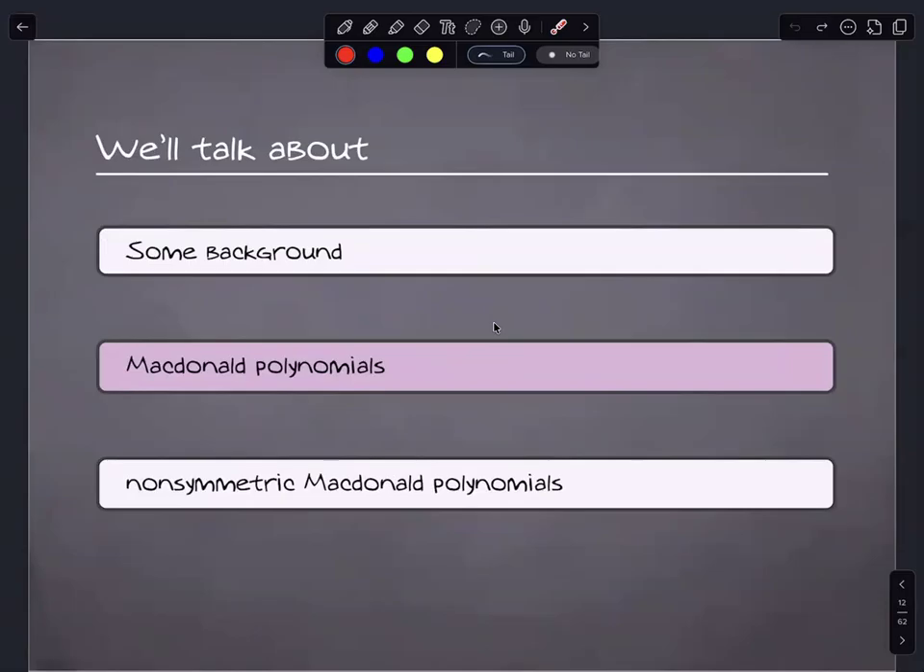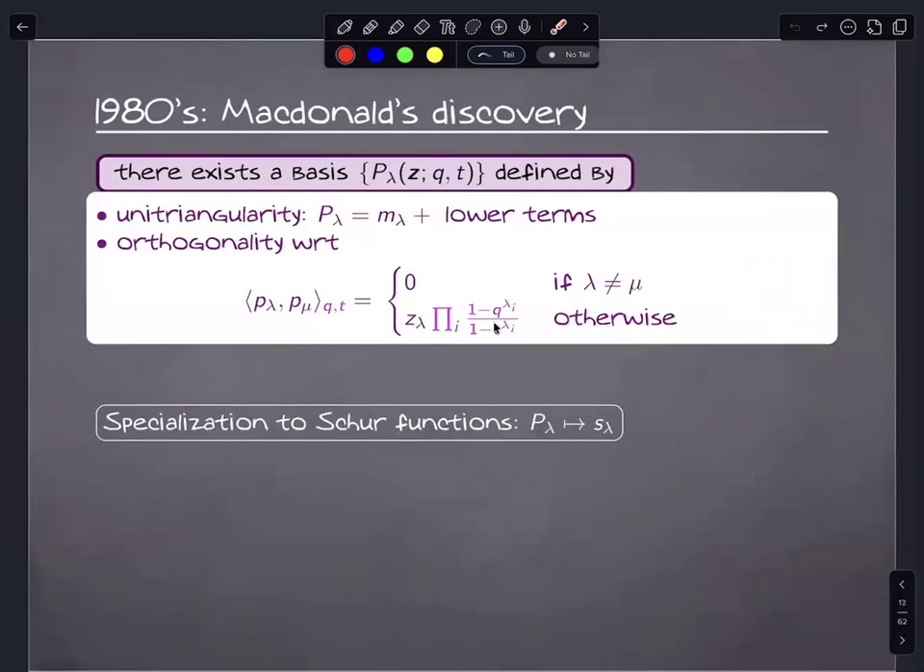What are they? All right, well, it turns out that you can define them in the identical way that we define Schur functions in the uninspired way, which is, okay, now you're still working in symmetric functions, but your coefficients are in the field of rationals with two parameters, which we call Q and T. Other than that, what Macdonald discovered is that there exists a basis that can be defined by two things. Exactly the same unitriangularity as Schur functions, unitriangular in terms of the monomial basis, and orthogonality, but now it's slightly different than the Hall inner product.